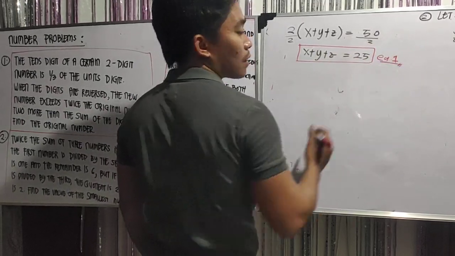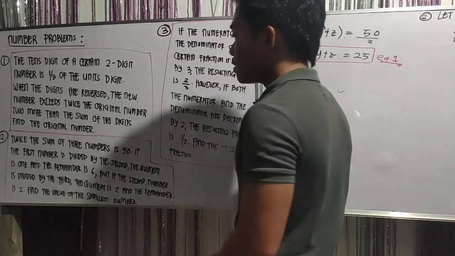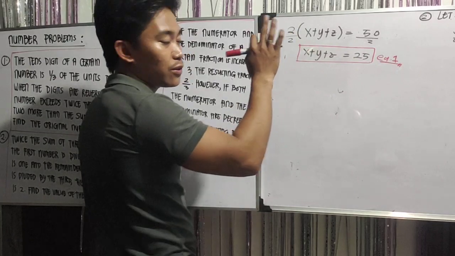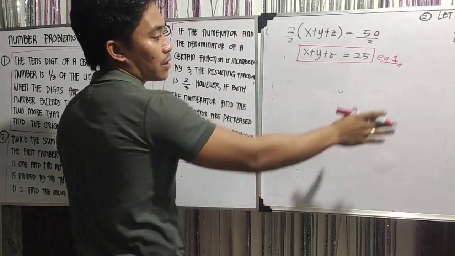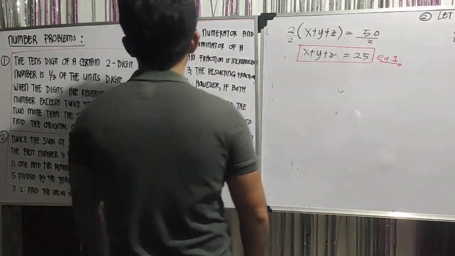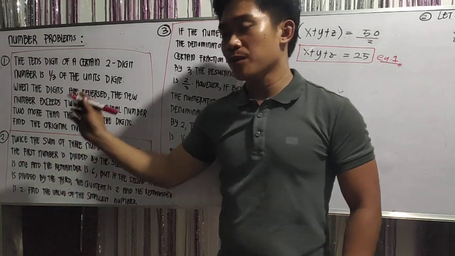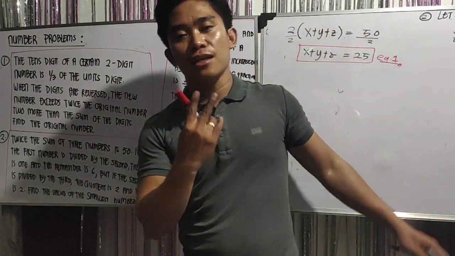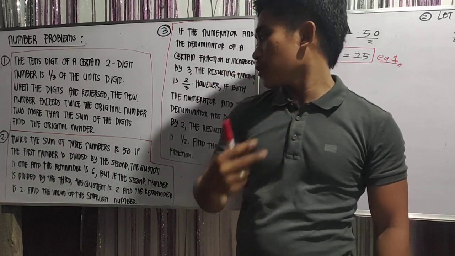1. Okay? Now, we have 3 unknowns, so we need to formulate at least 3 equations for us to solve this problem. So, anong gagawin? Hanap tayo ulit ng relation between x, y, and z, to formulate another or additional 2 equations.